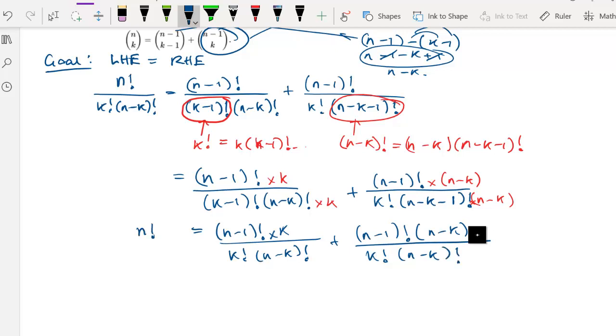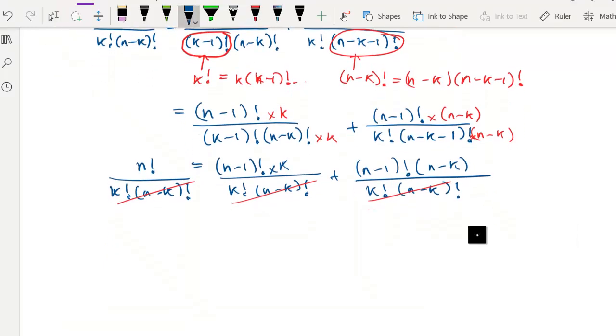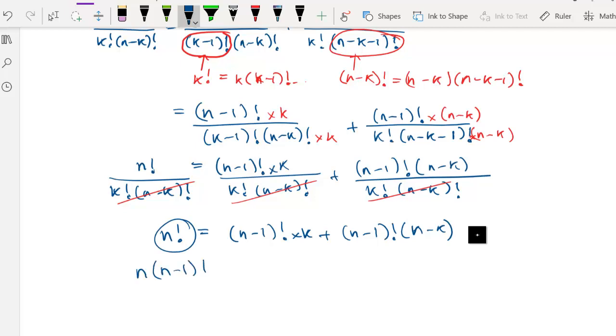Now, if we look at both sides here, we're in this really happy spot where all the denominators are the same. So if it makes us feel better, we can go, well, if we multiply everything by those three, then we can cancel them. And this only happens when they're all the same. And then we can say we're looking to show that n factorial is equal to n take 1 factorial times k, plus n take 1 factorial times n take k. Now, where we're at algebraically at the moment, the secret all lies over here. So this n factorial is the same as n multiplied by n take 1 factorial.